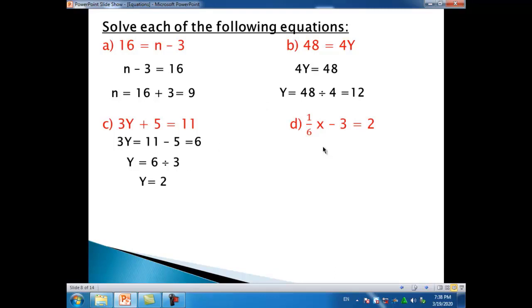Letter D, 6x minus 3 equals 2. Yes, there are 2 operations in here. Just 3 goes to the other side with plus 3. So 6x equals 2 plus 3 equals 5. Yes. Now, as we know, the 6 will go to the other side with division. So x will be 5 divided by 6.